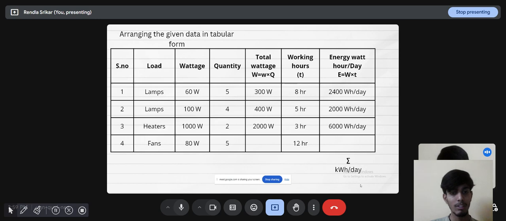Then next, moving on to fans, which is 80 watts. Quantity is 5. So the total wattage is 400 watts, and we'll be multiplying to obtain the energy watt hour per day. We'll be multiplying 400 into 12, that is 4000 watt hour per day. So after adding up all the appliances used in a day, we'll be getting 15.2 kilowatt hour per day.